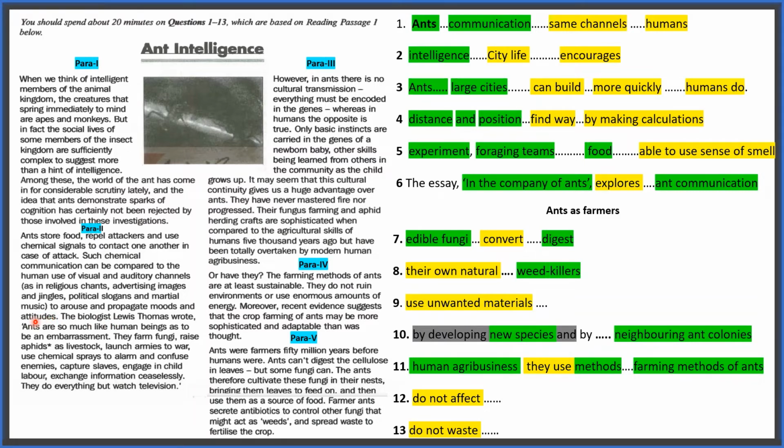The second para has a keyword or a key phrase, that is to contact one another. This is nothing but communication.